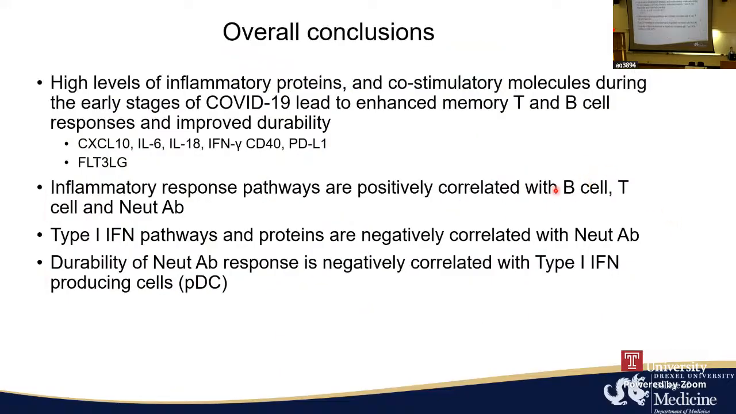So our overall conclusions are that high levels of inflammatory proteins and co-stimulatory molecules during early stages of COVID lead to enhanced memory T and B cell responses. We also saw that inflammatory response pathways are positively correlated with B cell, T cell, and neutralizing antibodies. As I mentioned, type 1 interferon pathways and proteins are negatively correlated with neutralizing antibody responses. And the durability of neutralizing antibody responses is also negatively correlated with type 1 interferon producing cells.